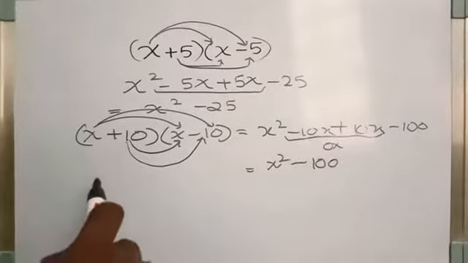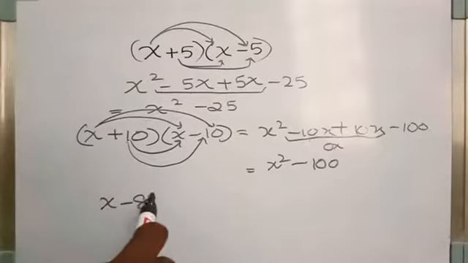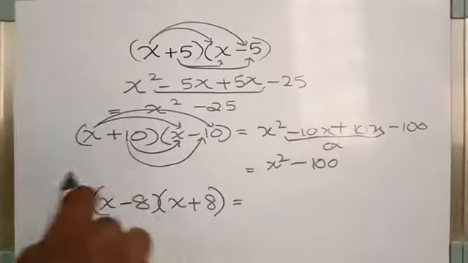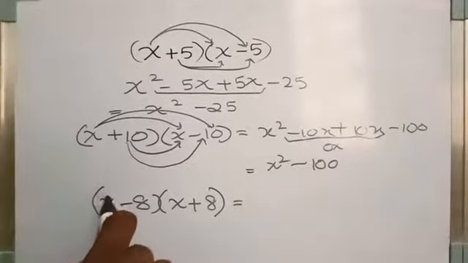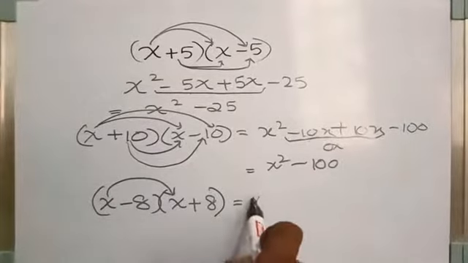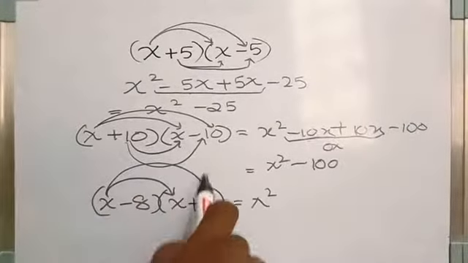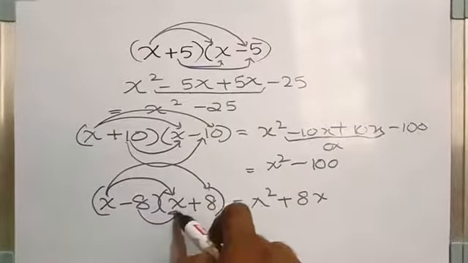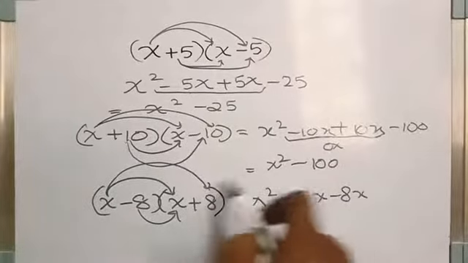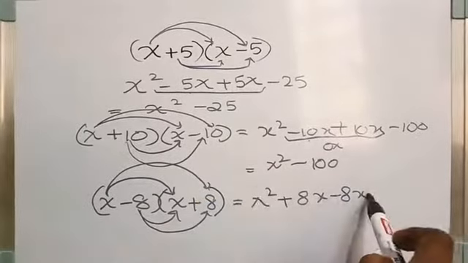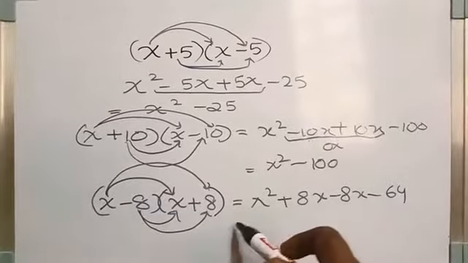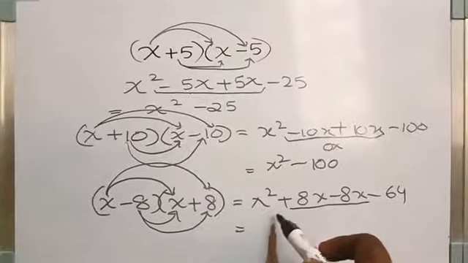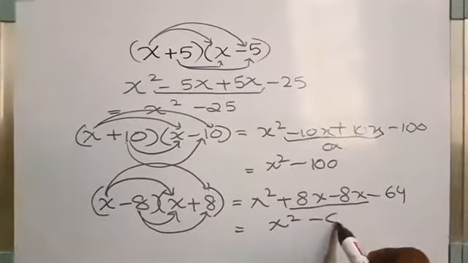Let's check one more question. (x minus 8) into (x plus 8). Let's multiply it. X squared plus 8x minus 8 into x, minus 8x, minus 8 into 8, minus 64. These two middle terms are like terms. We get 8x minus 8x is 0x. So remaining is x squared minus 64.